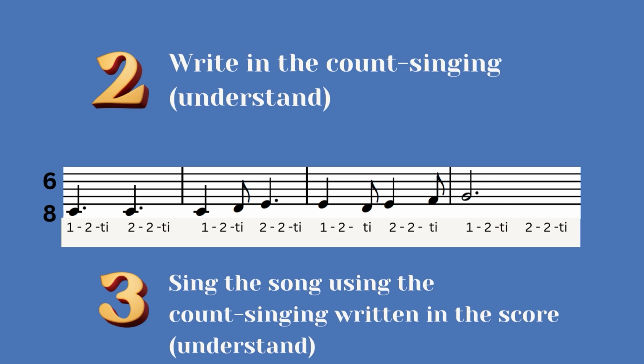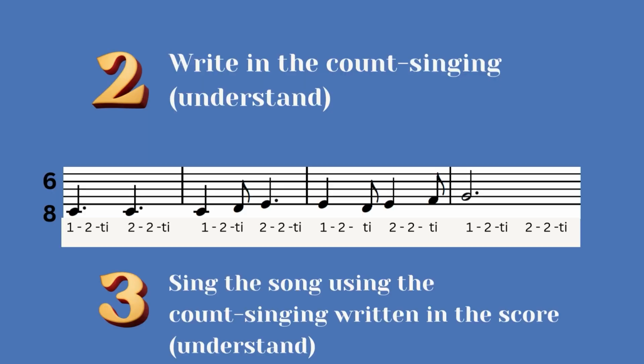We're going to look at it in the actual hard copy piece of music that we have so they can make that connection. And then the second thing we're going to do is write in the count singing. So you're going to have the students, the singers, write in the count singing with the subdivision. So you can see the example that I have here. 1, 2, T, 2, 2, T, 1, 2, T, 2, 2, T, 1, 2, T, 2, 2, T, 1, 2, T, 2, 2, T. We're in 6/8, thus the count singing that I used.